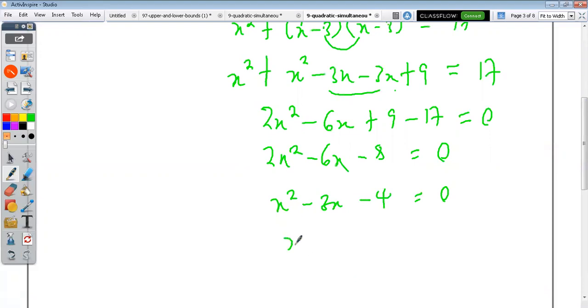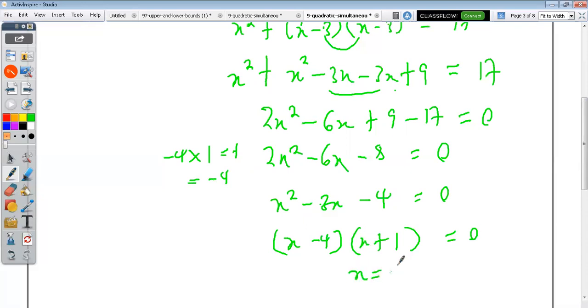So we want two terms that when we multiply, they give us negative 4, but when we add them, they give us negative 3. So it means the negative number is greater. If you do minus 4 times 1, you get negative 4. If you add them, you get minus 3. So minus 4 plus 1. Which means straight away, x is equal to 4 or minus 1, because this is equal to 0. So if you move it, negative 1.